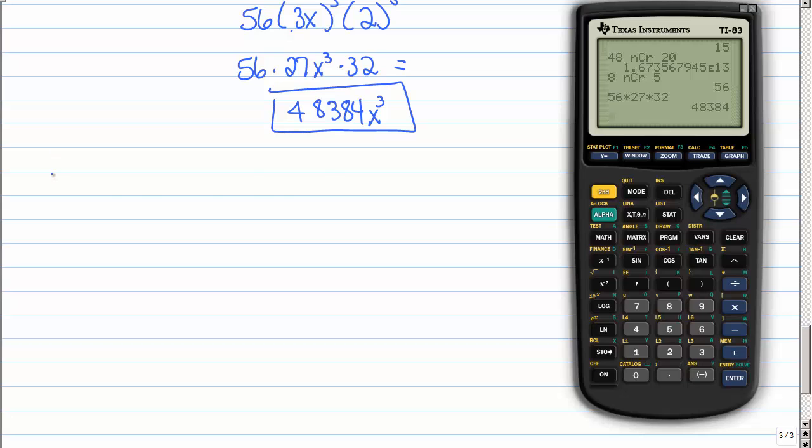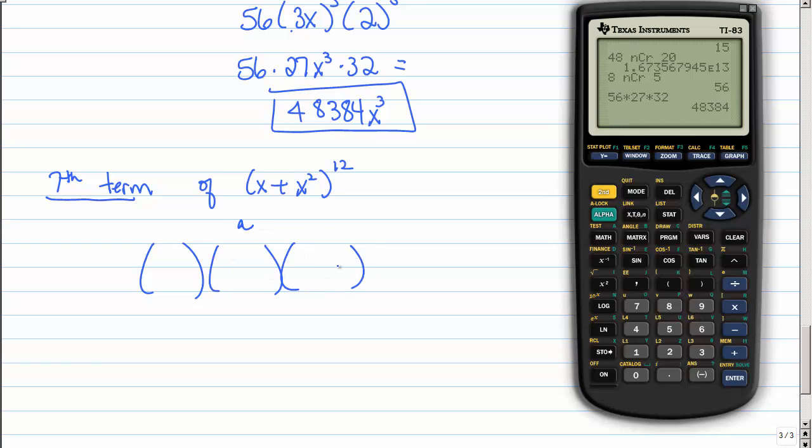Let's try another one. Okay, (x + x squared) to the 12th power, and I want the seventh term. So remember, we want that nCr, we want our a, and we want our b, and we need those powers. Okay, so let's start out with the easy. I want to the 12th power, so 12 goes there. The seventh term, take 1 less, which would be 6. 6 goes there, and 6 goes here. And since I need to add up to 12, that also is 6.